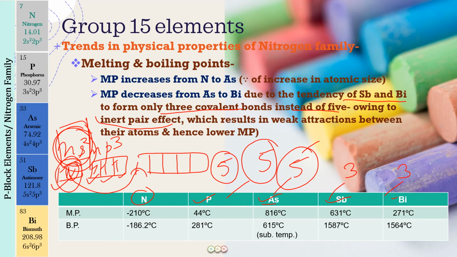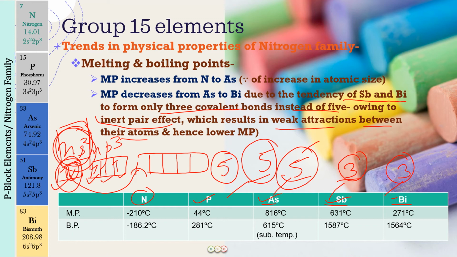Okay, I hope this is clear. But now when we move on to antimony and bismuth, here you just have to break the 3 bonds, because the s orbitals are not participating in bond formation. So as a result, there are going to be weak attractions between the atoms, because here there are 3 bonds and here there are 5 bonds, and hence we will see lower melting points.